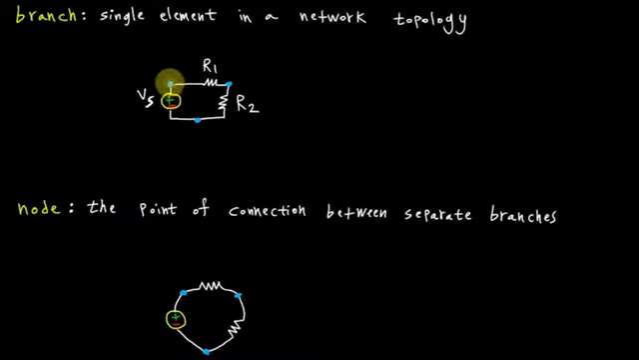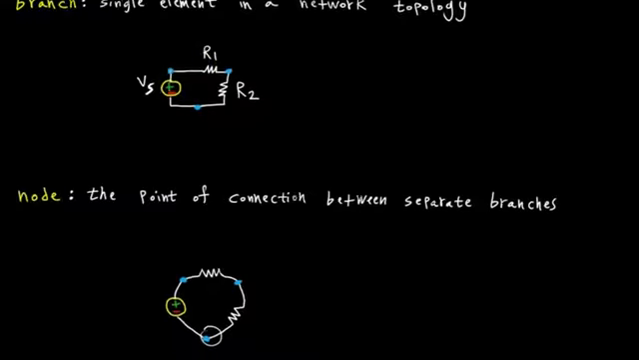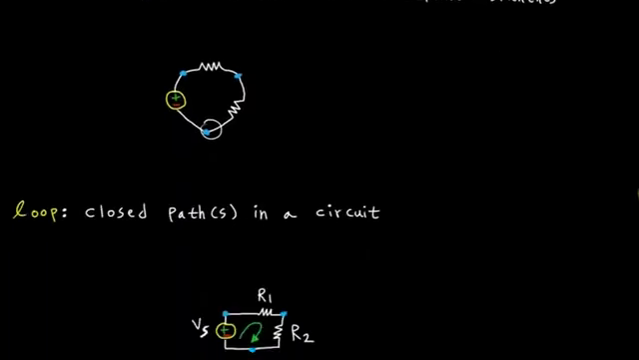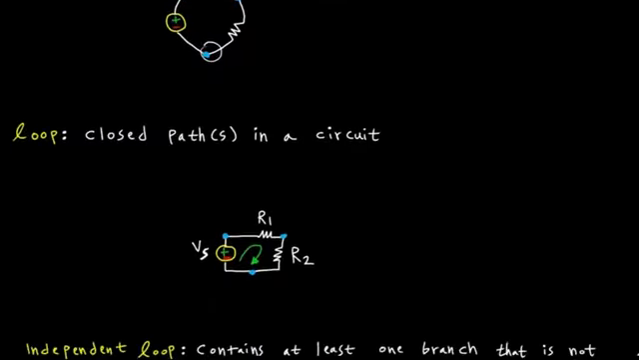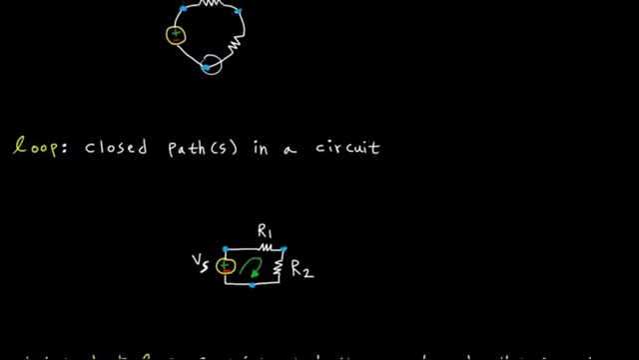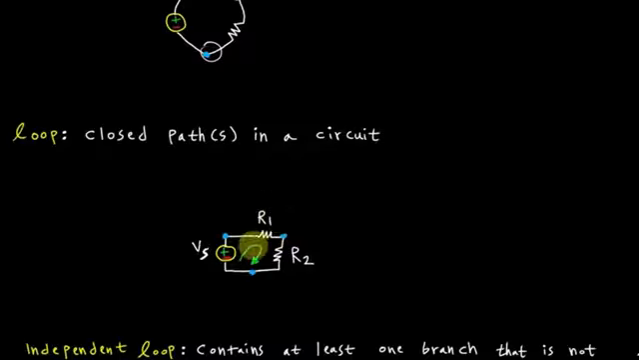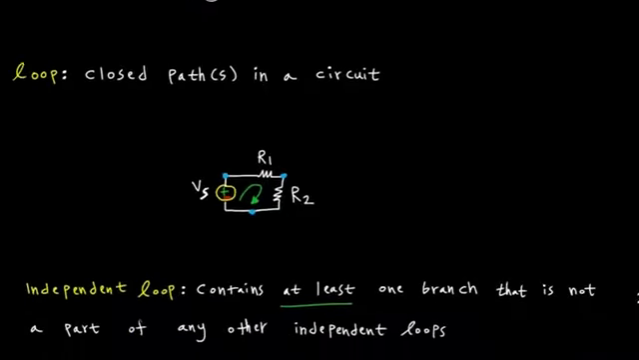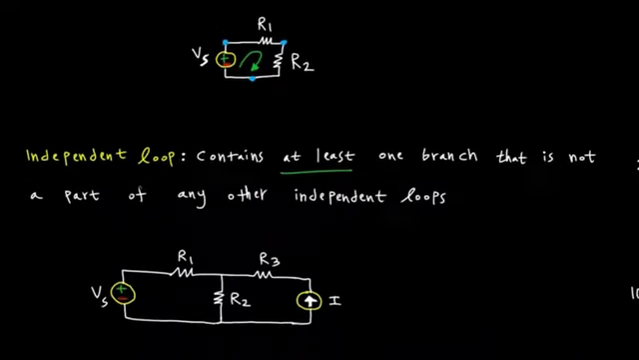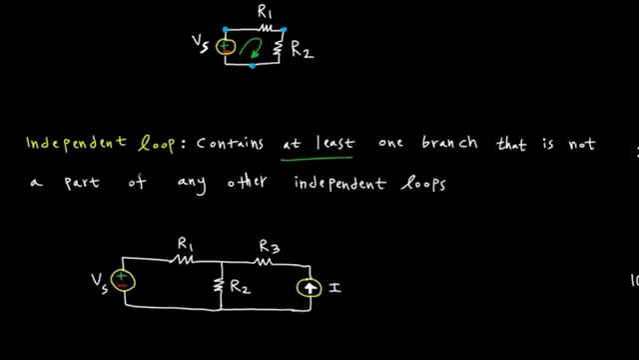So in this case, we have 3 different nodes. Now let's talk about loops. So a loop is a closed path in a circuit. And in the above example, you can see that we have one closed path and therefore one loop in the circuit. Let's now talk about a special case of loops, which are independent loops.